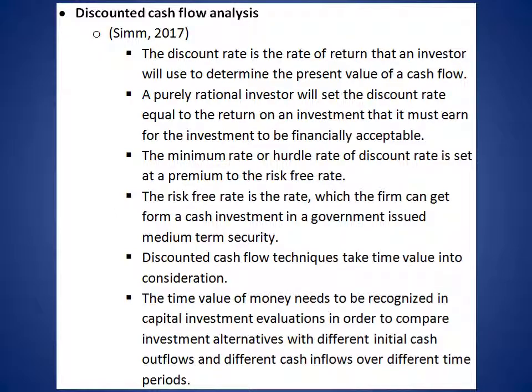Considering discounted cash flow analysis, according to SIM 2017, the discount rate is the rate of return that an investor will use to determine the present value of a cash flow. So a purely rational investor will set the discount rate equal to the return on an investment that it must earn for the investment to be financially acceptable. The minimum rate, or the hurdle rate, of discount rate is set at a premium to the risk-free rate. The risk-free rate is the rate which the firm can get from a cash investment in a government-issued medium-term security.